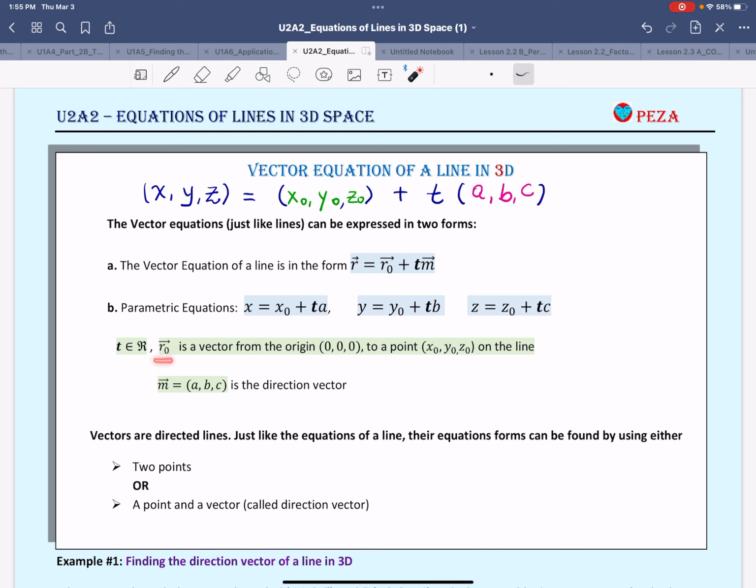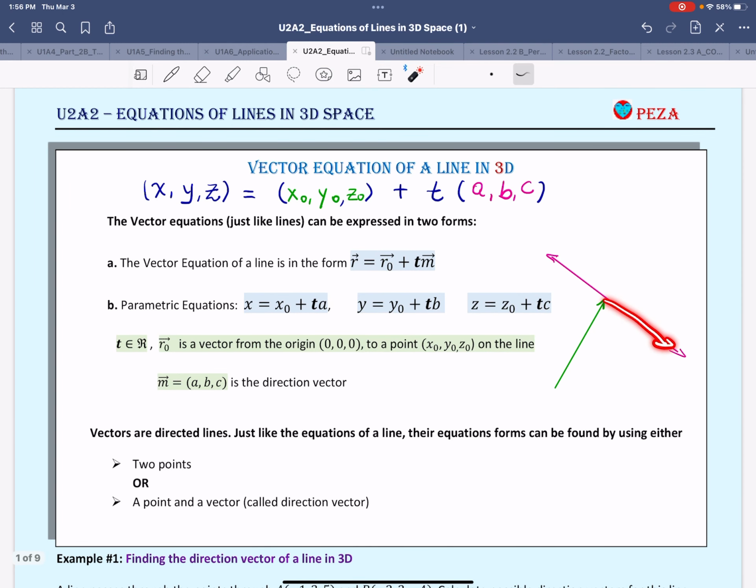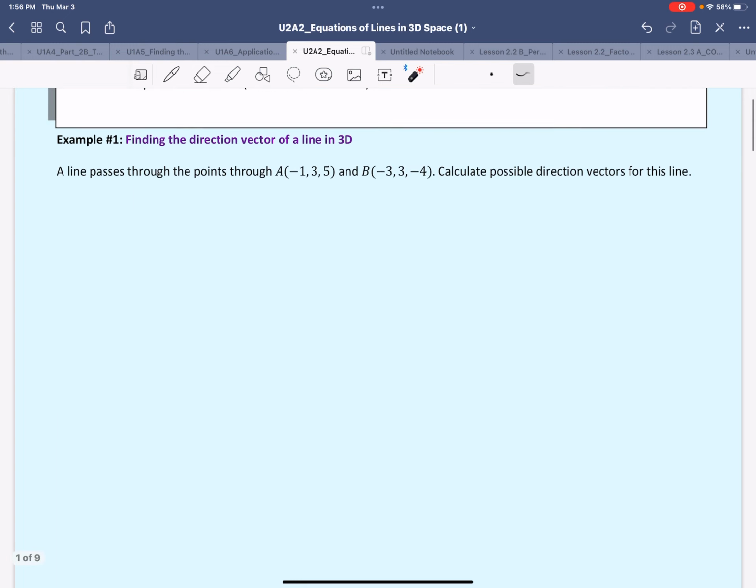Now, r0 is a vector from the origin to the point (x0, y0, z0). Remember that we call this the vector equation of a line, right? So here is the starting vector, and the line is following the direction of some direction vector here, okay? And it has a starting point at the head of the starting vector. Now, a, b, and c will be the direction vector. So the direction vector can be this one, or it can be this one, or it can be even longer than this, right?